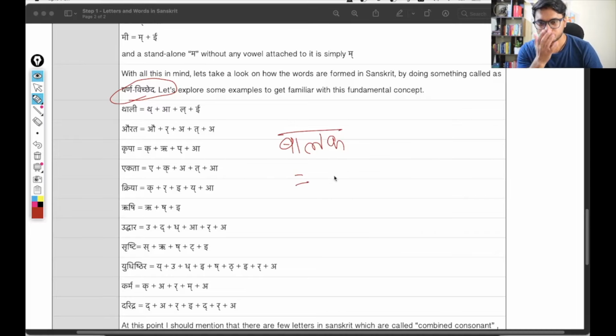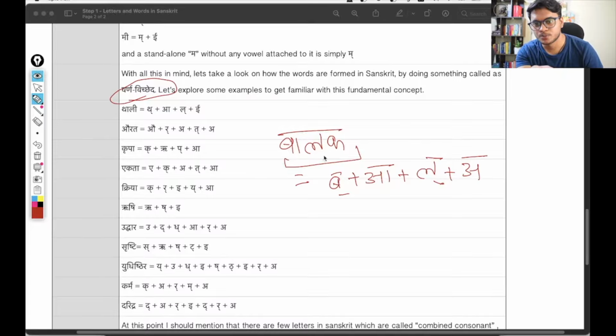Balak. Okay. So if I want to separate this word into its individual letters, I will write ba with a halant, because now I will write whatever vowel it is combined with. Then you have la again with a halant, and then you have a. Now this i won't be visible in this word, but it is understood that i is there. And then you have ka again with the a. This is simply varna viccheda. Breaking down a word into its individual letters, this is called varna viccheda.